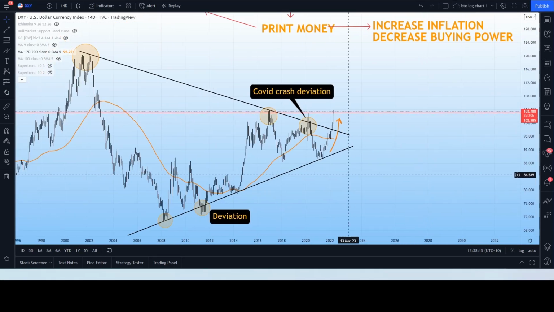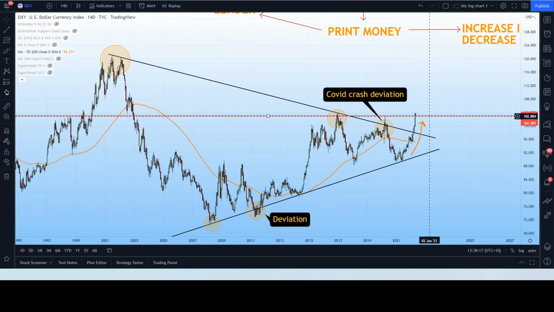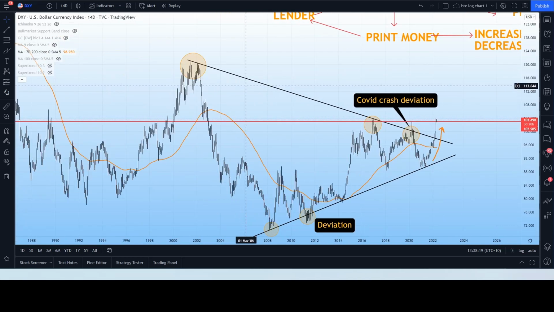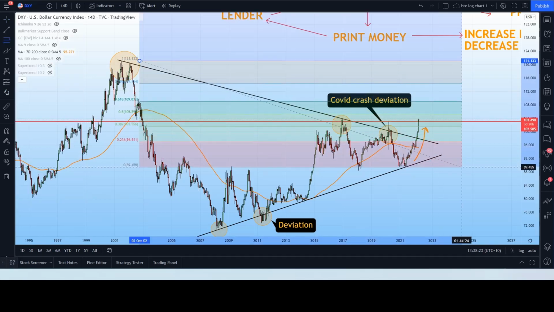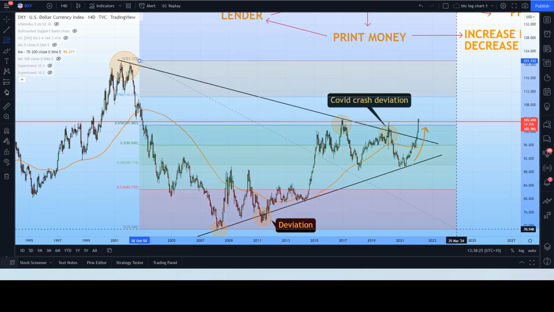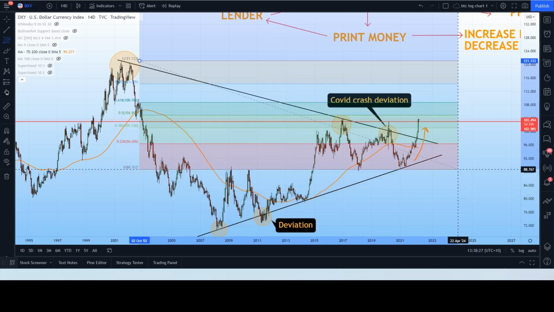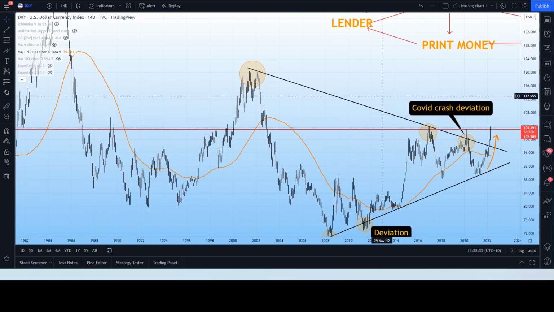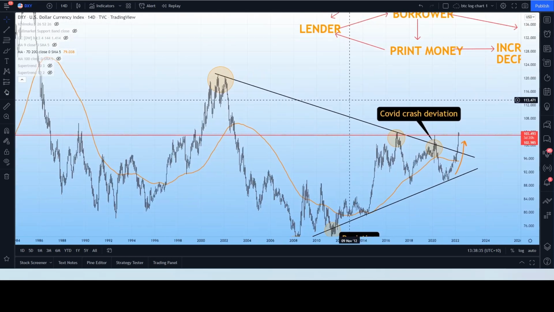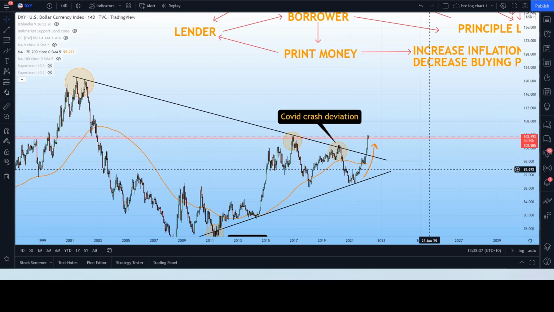So DXY is looking bullish. Above 103, we can expect the price to rise. I think we talked about it a little bit in the other video, which is we expect anything between 110 upwards on the index. So DXY has definitely got a lot more to go.